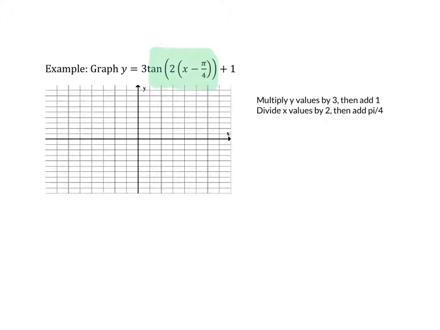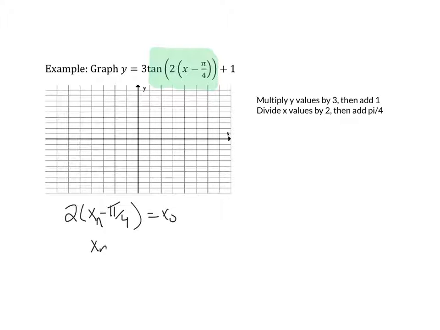Now things on the inside aren't quite what they seem because I'm not trying to evaluate, I'm trying to plug a new value of x in here and see how that relates to an old value of x. So really it's like I'm solving this equation, 2 times x subtract pi over 4. Now these are really new x values and I want them to equal old x values.